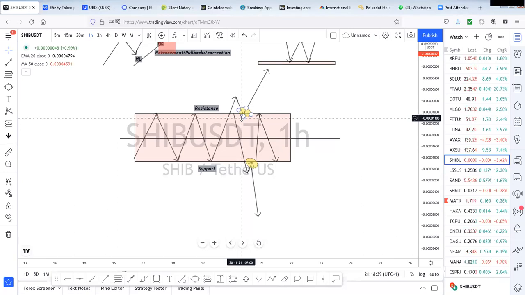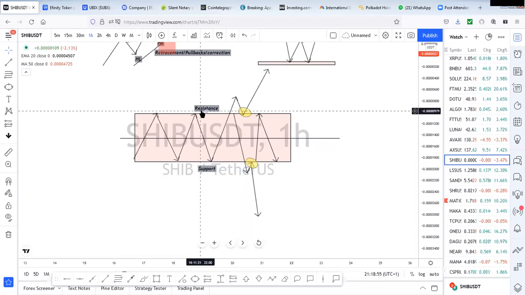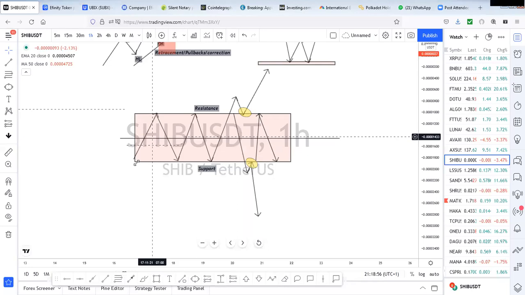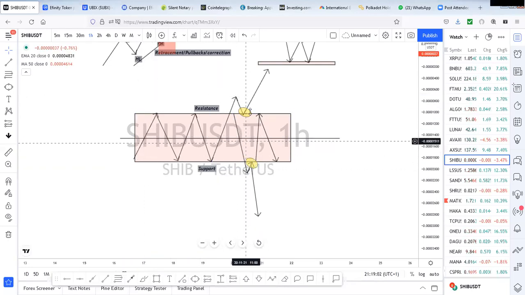So a ranging market moves in a horizontal form where buyers and sellers just keep knocking price back and forth between the support and the resistance level. You see, this area is our support, while this area is the resistance. So they keep knocking price up and down, up and down, until you see a breakout.